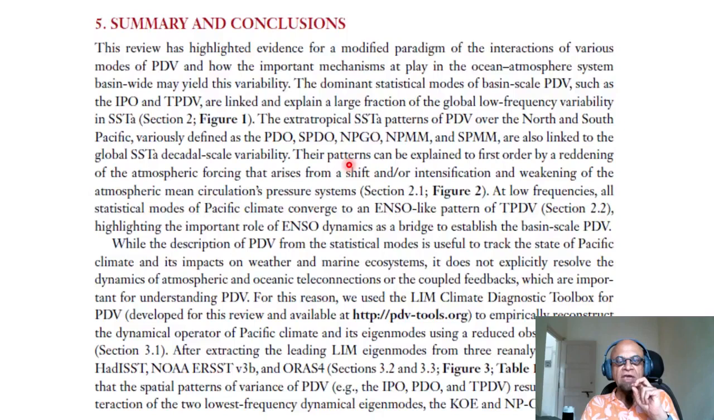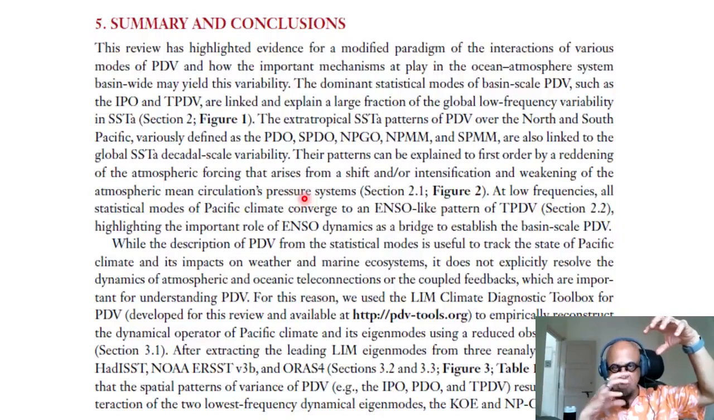needs to be understood. So the extratropical SSTA pattern of PDV over the North and South Pacific, variously defined as the PDO, SPDO, NPGO, NPMM, and SPMM, are also linked to the global SSTA decadal scale variability. Obviously, their patterns can be explained to first order by reddening of the atmospheric forcing that arises from a shift and/or intensification and weakening of the atmospheric mean circulation's pressure systems. So you have these subtropical pressure, subpolar pressure systems, and you have the competition between polar high pressure and subtropical lower pressures relatively, and there is a battle through the jet stream.